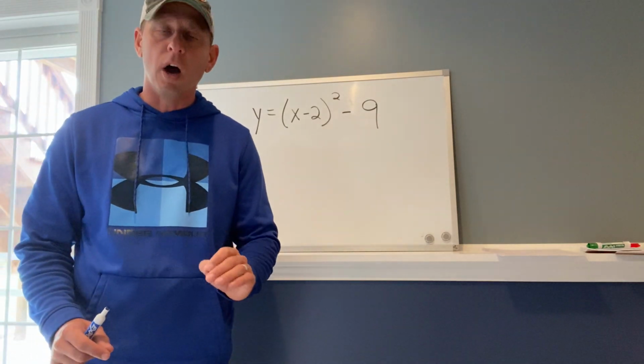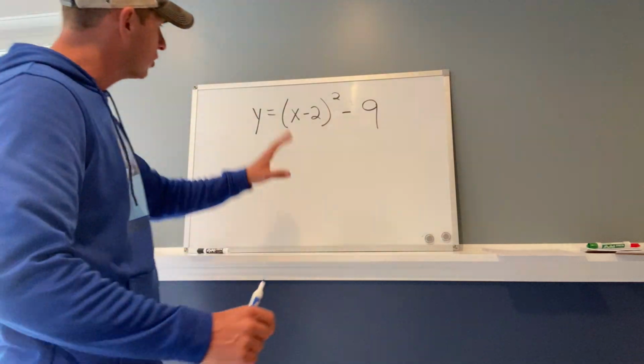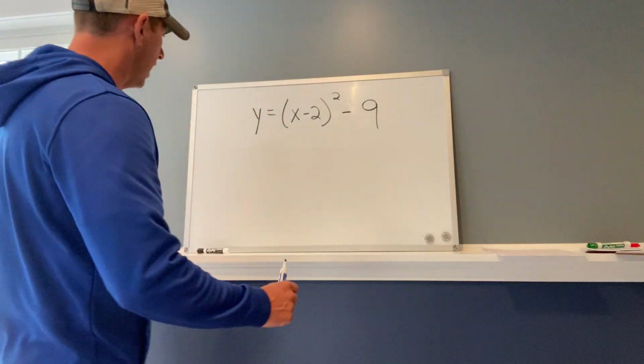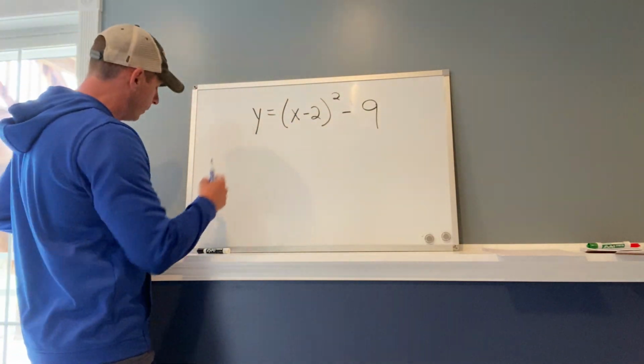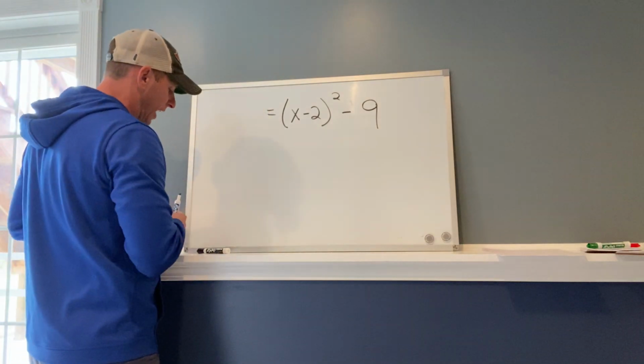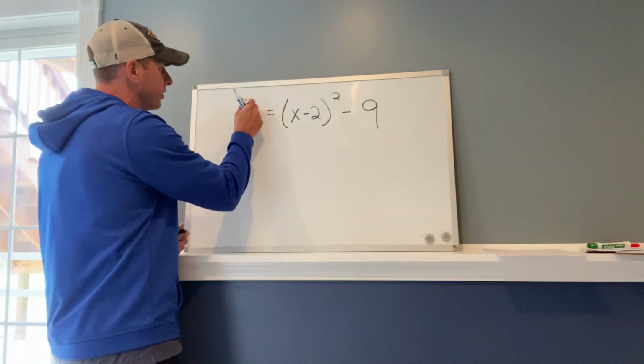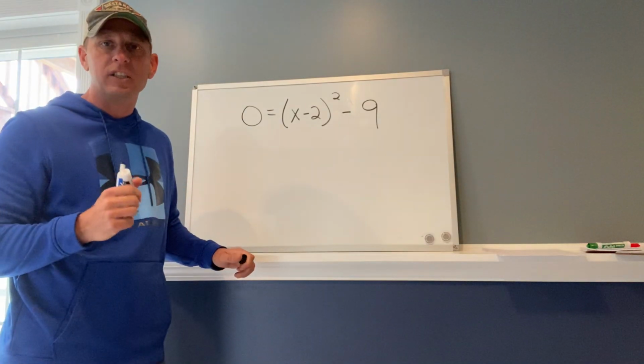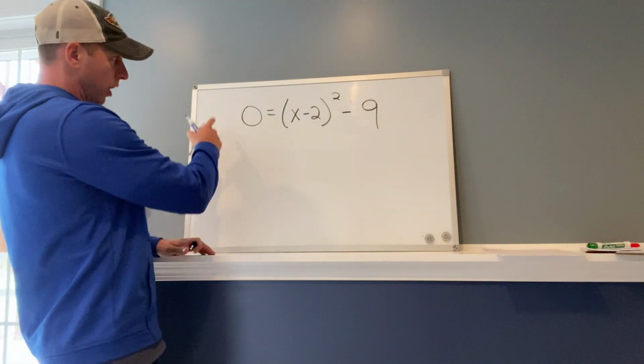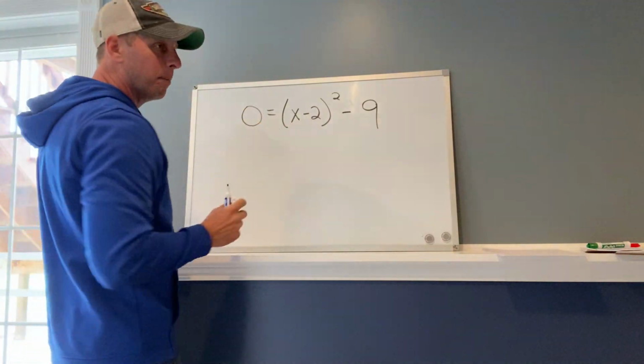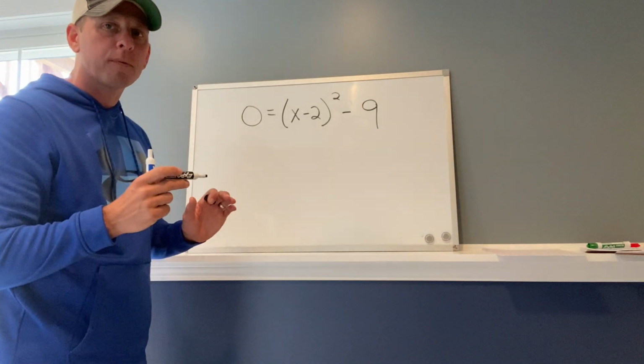So we are going to undo operations. I'm going to solve this for x. Now, y is going to be equal to 0. Again, we're looking for the x-intercepts. So we want to know when y is 0. We're going to get x by itself by undoing operations.